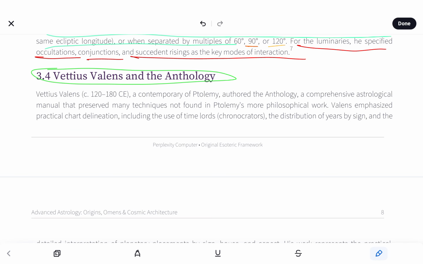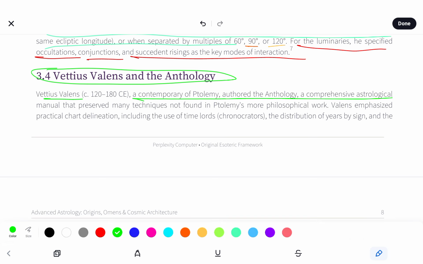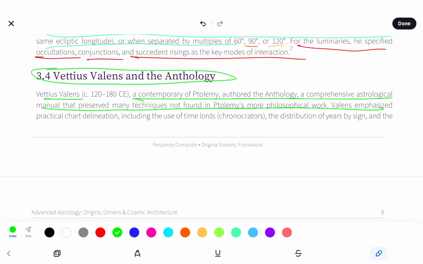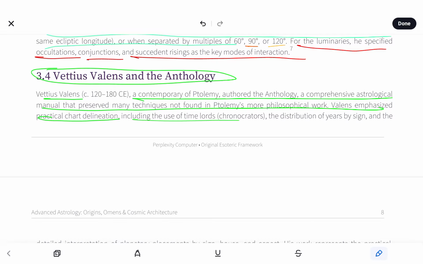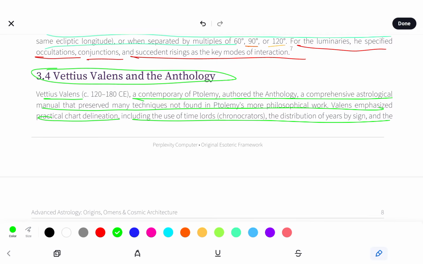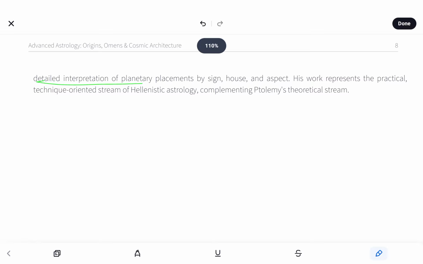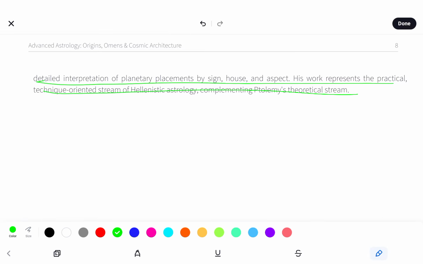Vettius Valens in the Anthology. So Vettius Valens, a contemporary of Ptolemy, authored the Anthology, a comprehensive astrological manual that preserved many techniques not found in Ptolemy's more philosophical work. Valens emphasized practical chart delineation, including the use of Time Lords, chronocrators, the distribution of years by sign, and the detailed interpretation of planetary placements by sign, house, and aspect. His work represents the practical, technique-oriented stream of Hellenistic astrology, complementing Ptolemy's theoretical strain.